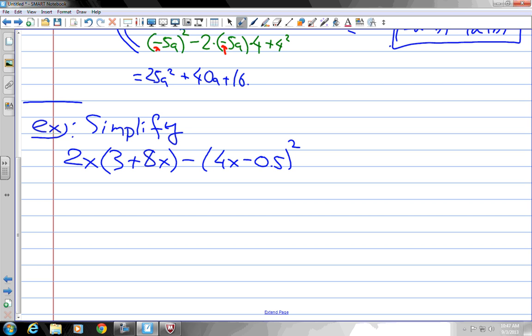So I want us to simplify. What that means is open up all the parentheses, combine like terms, and see what we get. So the first term, 2x times the parentheses, all I have to do is distribute it. There's nothing fancy going on, so 2x times 3 gives me 6x, and 2x times 8x gives you 16x squared. So that's that first parenthesis, so that got cleared away.